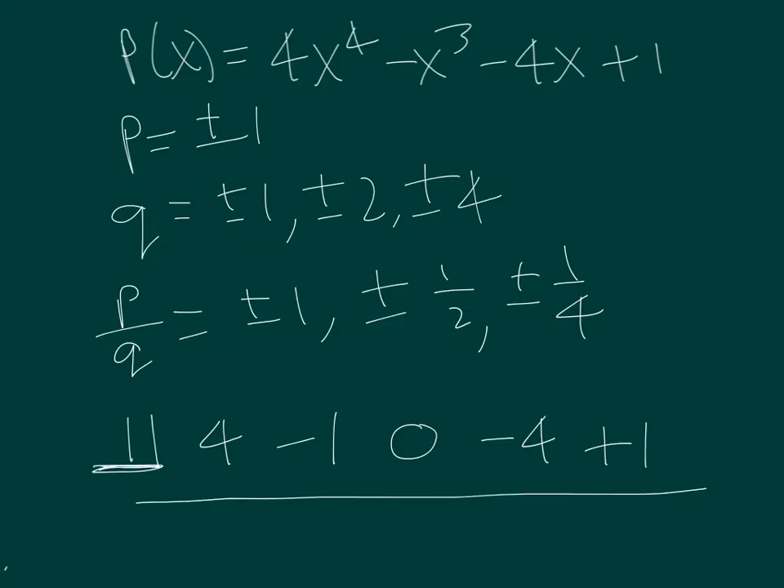So we'll leave a space and bring down the 4. 1 times 4 is 4. That leaves us with a 3 when we add. 1 times 3 is 3. Add and we get 3. 1 times 3 is 3. Add and we get negative 1. 1 times negative 1 is negative 1. Add and we get 0.